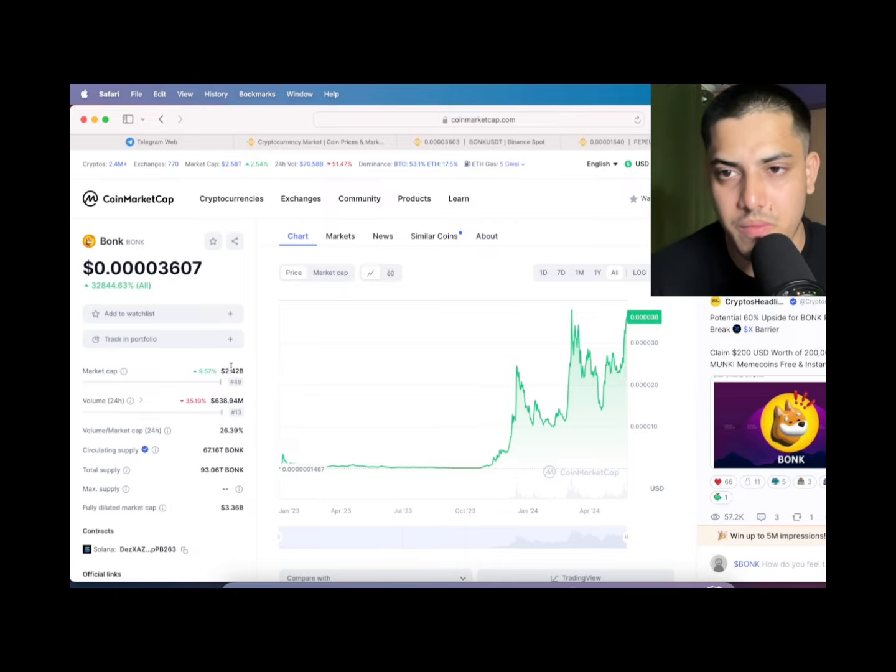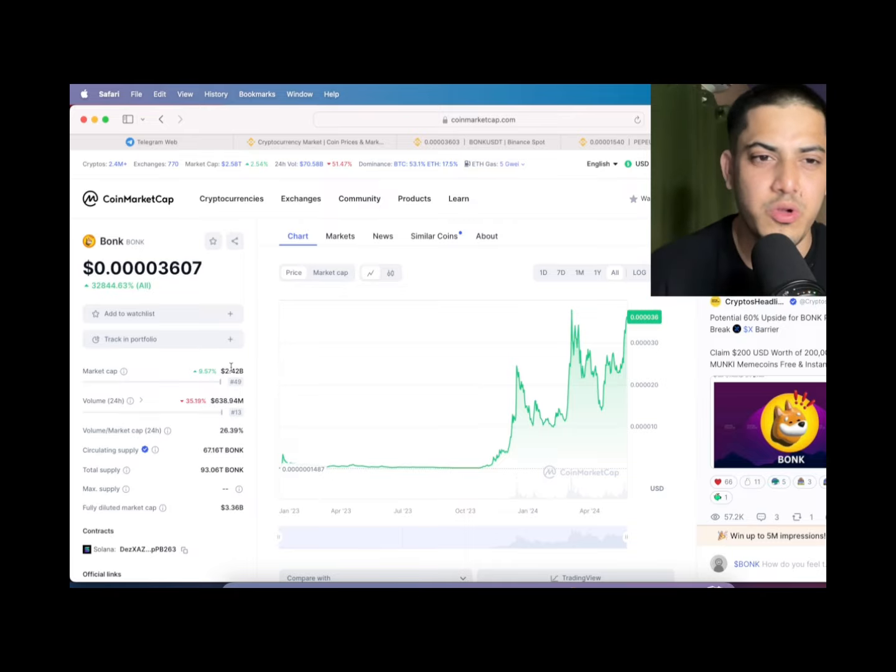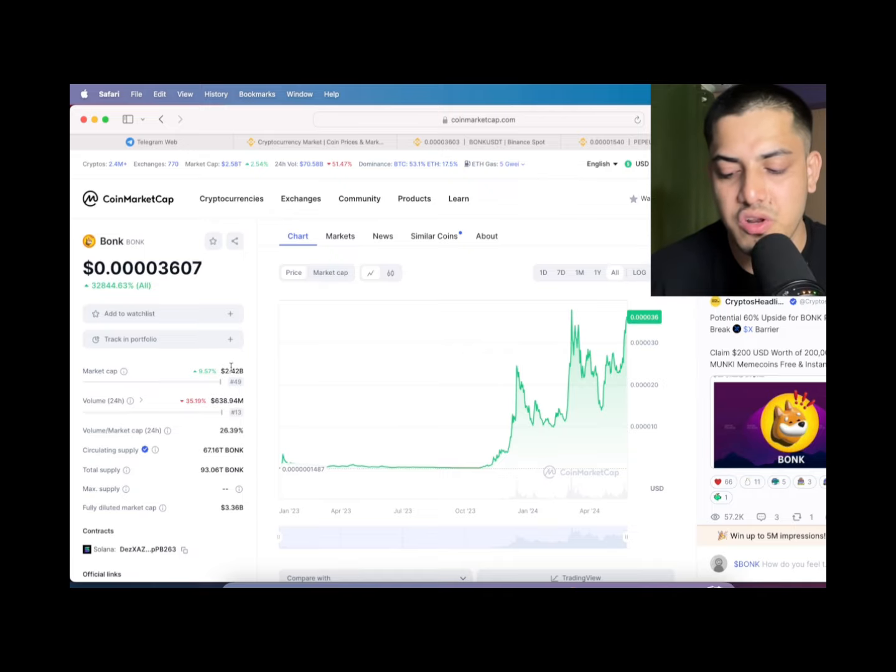No other financial market, man. In other financial markets, yeah, you can make money, but you're supposed to have a lot of money. In crypto, man, with a small amount of money you can make big money.